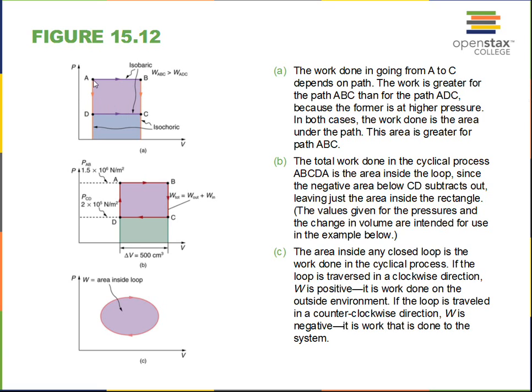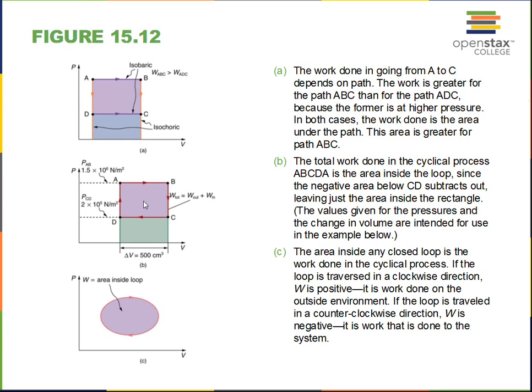Well, work is area under the curve. This ABC is going to have the greatest area under the curve. The work is being done here at higher pressure. Work is equal to pressure times change in volume. So P delta V is going to be bigger for this AB path than for the DC path. The pressure is lower here.